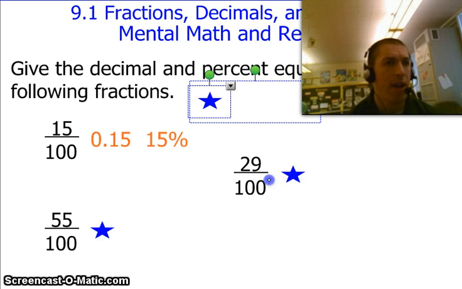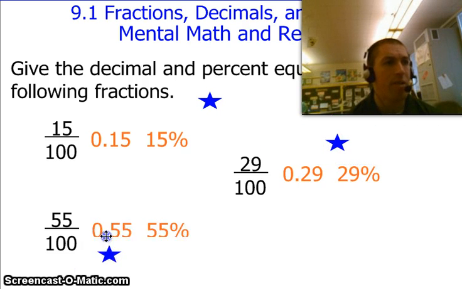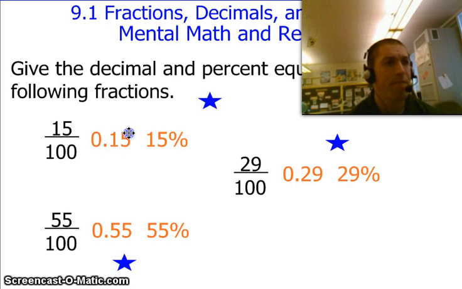Okay, let's see if you got it right. 29 out of 100 is the same as 29 hundredths, or 29%, and 55 out of 100 is the same as 55 hundredths, or 55%. Okay, pause the video, do these. Okay, let's see how you did.